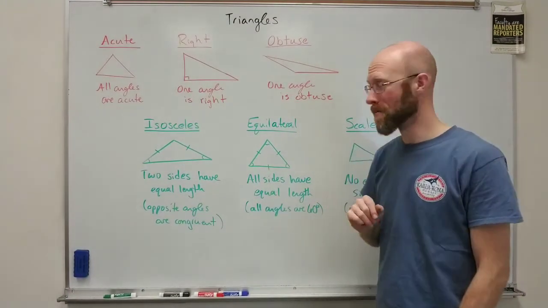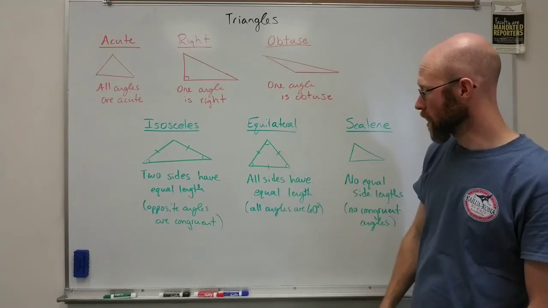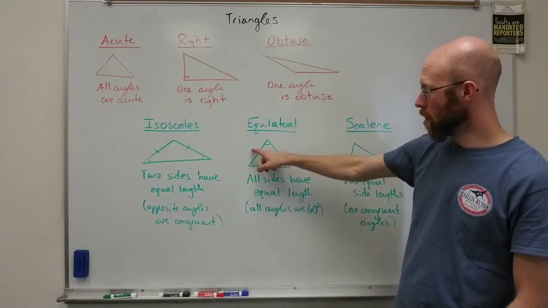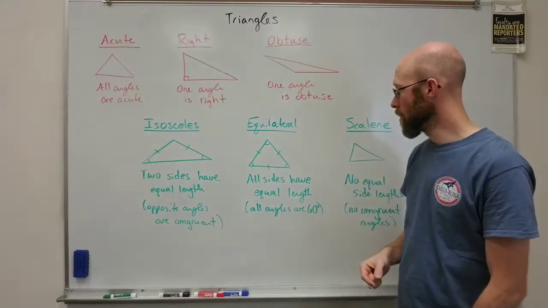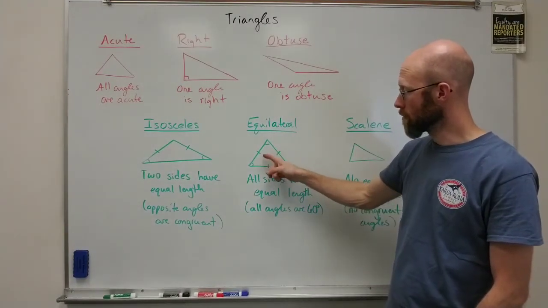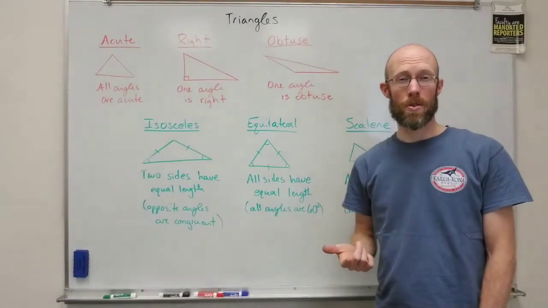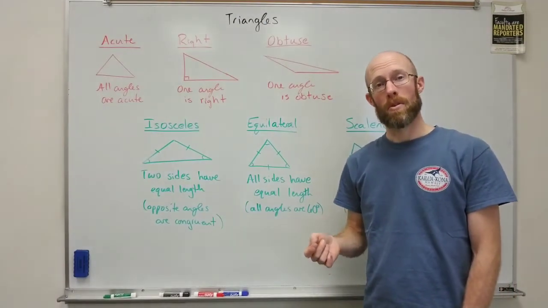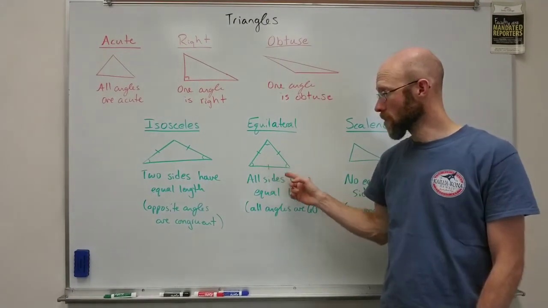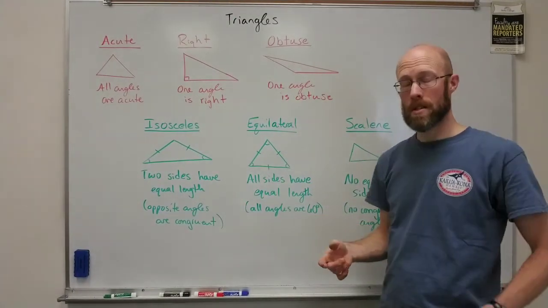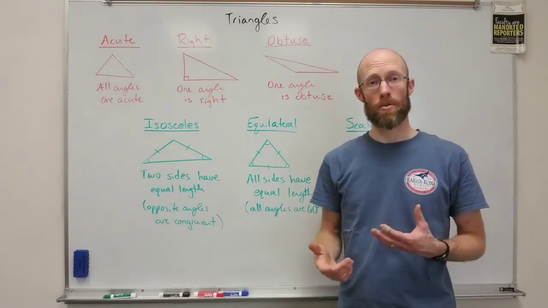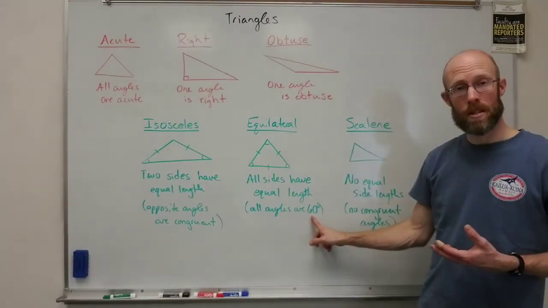I really shouldn't, though. Equilateral triangles are ones where all three sides have equal length. I should say it that way. And as a result, all three angles also have equal measure. What's interesting about that is if you have all three angles the same, then you just divide that 180 degrees by 3, and each angle will be 60 degrees.